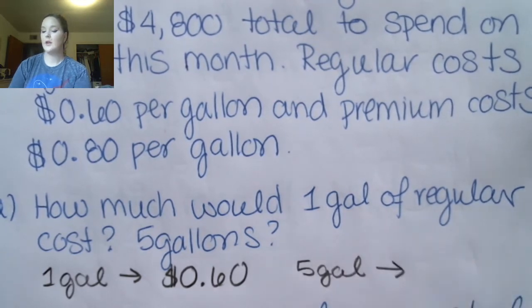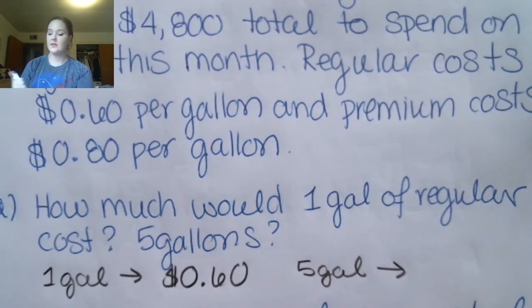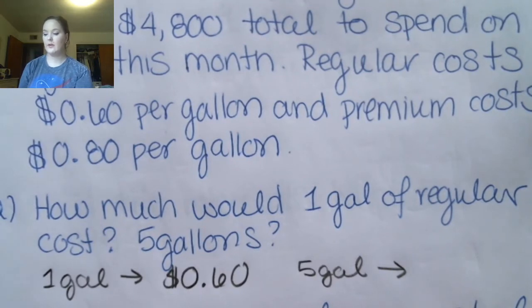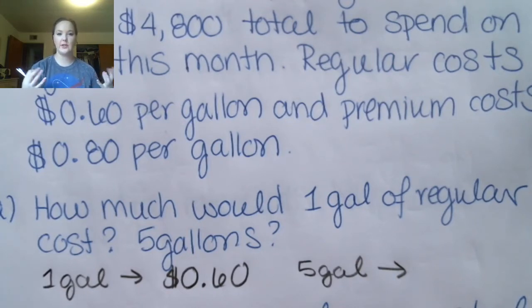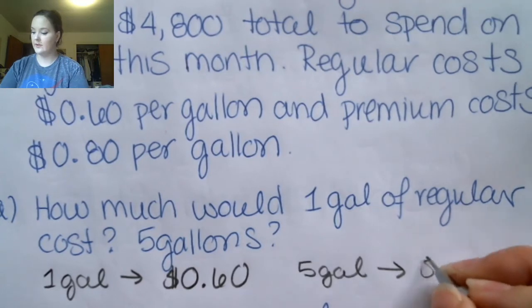Okay, then what about 5 gallons? I want you to decide what the answer to this would be. And then also I would like you to think about how you got that answer, because this question is leading up to an equation. So 5 gallons, we would have 60 cents a gallon, and 5 gallons. Hopefully you got that this was $3.